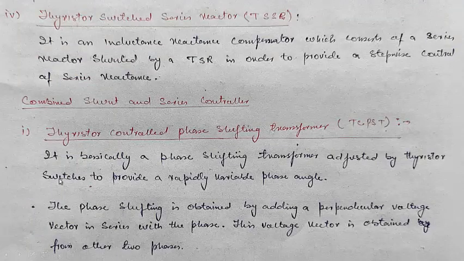So sometimes we may have combined shunt and series controllers. In that case, we have thyristor control phase shifting transformer. It is basically a phase shifting transformer adjusted by thyristor switch, because in this case thyristor switch will try to adjust its number of turns, and when the number of turns is changed, automatically voltage will be changed. So by doing so, we can have a rapidly variable phase angle, because this is the phase shifting transformer. The phase shifting is obtained by adding a perpendicular voltage vector in series with the phase. This voltage vector is obtained from the other two phases.